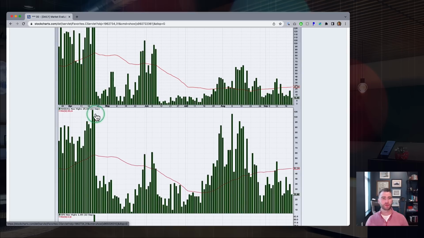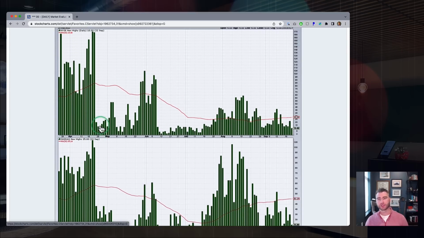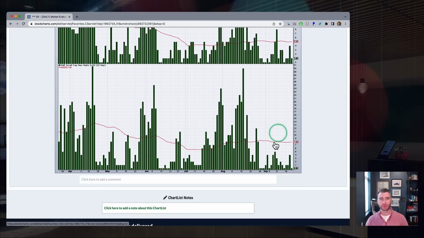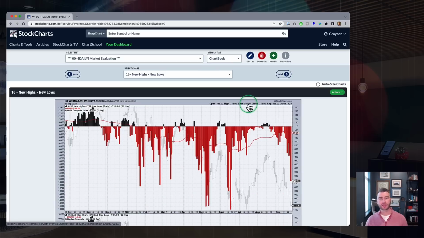What was this? 105 there on the NASDAQ. So when we see numbers down here in the single digits, numbers at 0 in the S&P 600, that's incredibly weak. Nothing out there is making new highs. That's important to know.